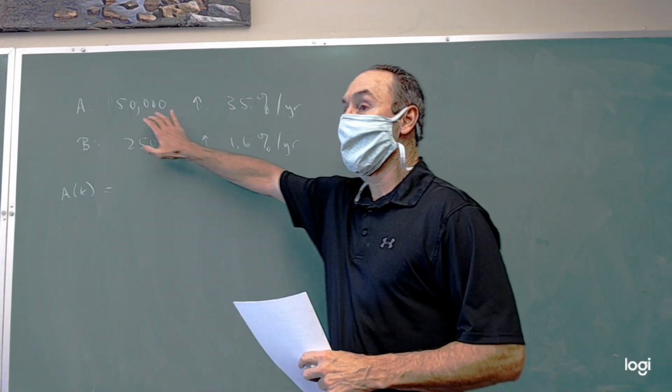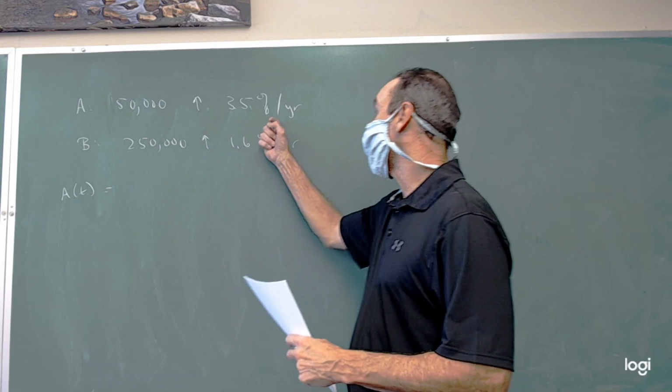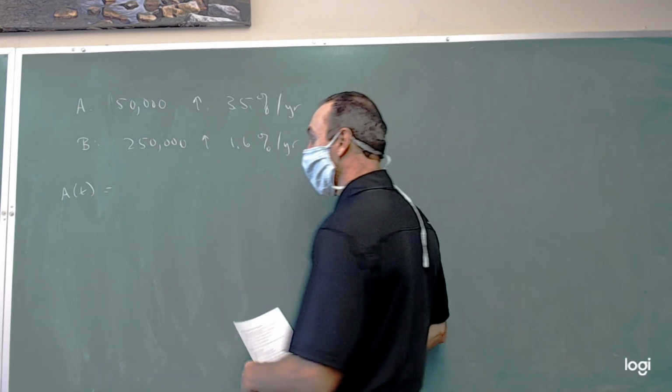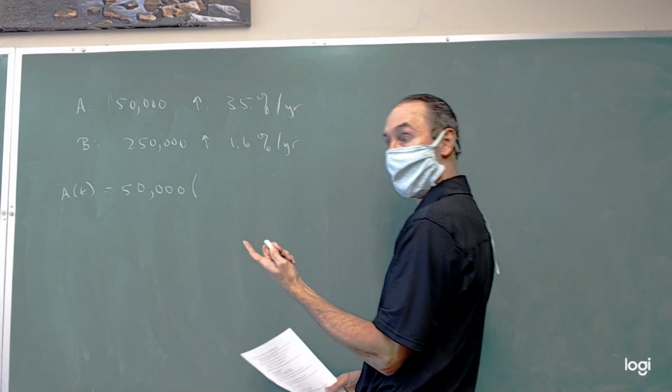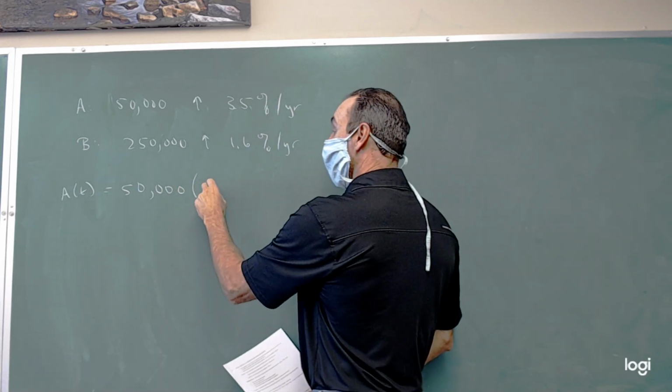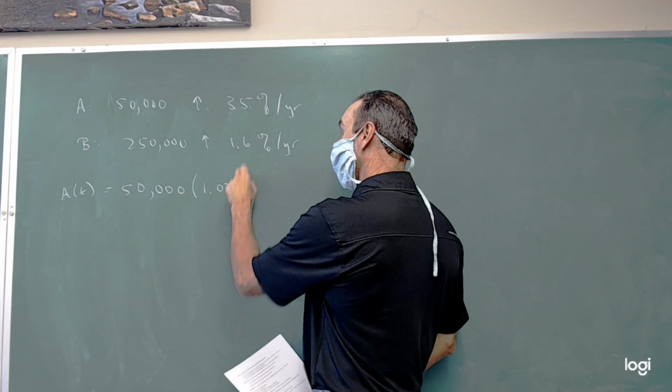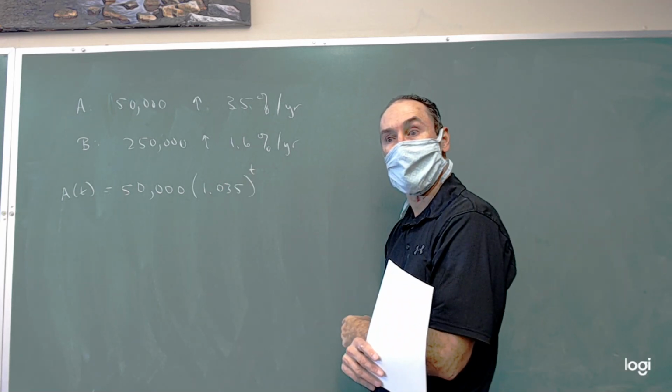So the initial amount's 50,000, and it's increasing by 3.5%. So that's going to be 50,000 times 1 plus r, which is going to be 1.035 to the t power. Are we okay? Okay.